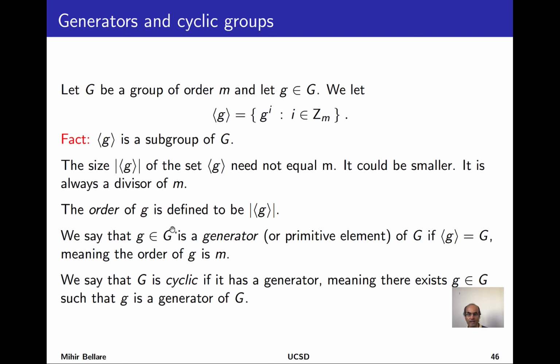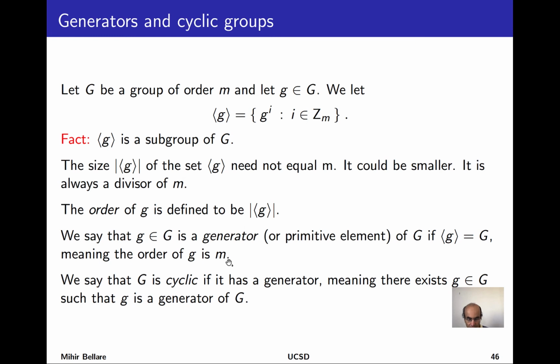Okay, now as we said, this set is either of size M or possibly smaller. The case where it is of size M is interesting because when that happens, it means that this set equals the entire group. So the set of powers of g recovers everything in the whole group. If that's the case, we like g and we call it a generator or sometimes a primitive element. Another way of putting it, the order of g is the same as the order of the group. It is M.